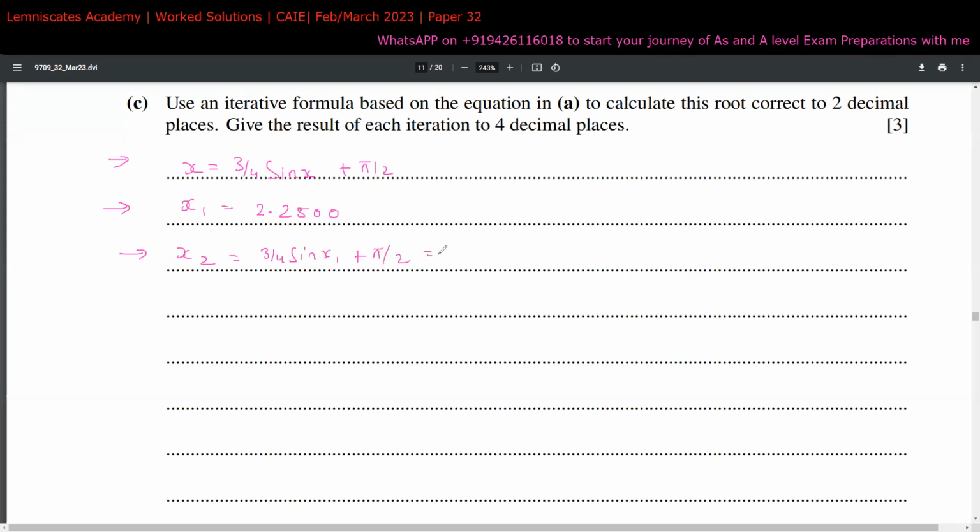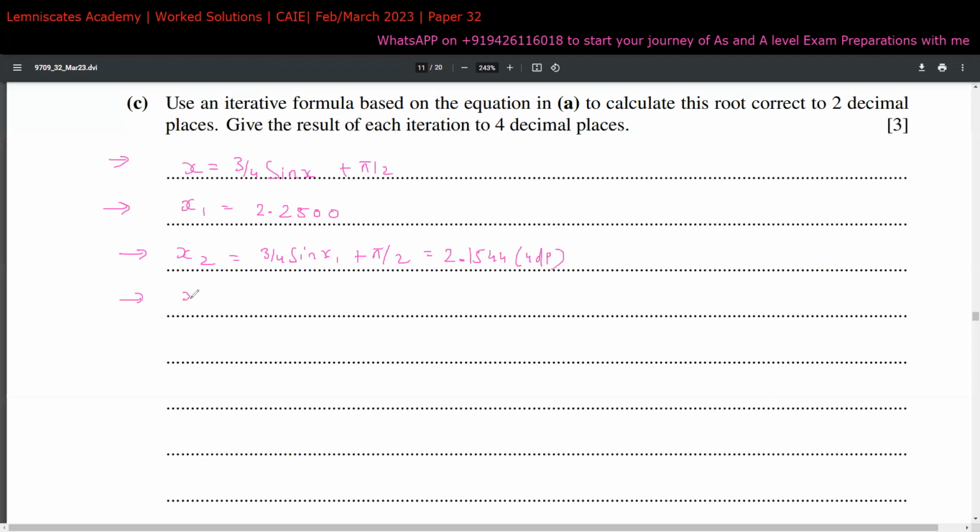And if you take this and put this into your calci, what I am doing is, first of all, in my calci writing 2.25, pressing equal to, so that my answer variable has this value. Now I'll be writing 3 by 4 sine of answer plus pi by 2. So every time I just have to press equal to, so that I don't have to keep on fixing the values of x1, x2, x3 to get the upcoming values of x2, x3, x4, whatever it is. That is a very good trick if you want to use it. So now the next value that we're getting is 2.1544, correct to 4 decimal places.